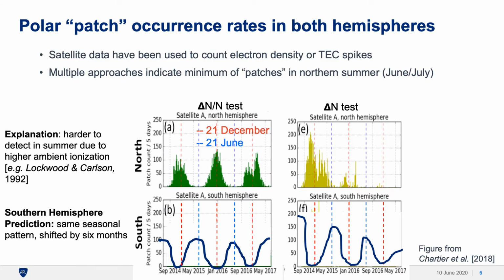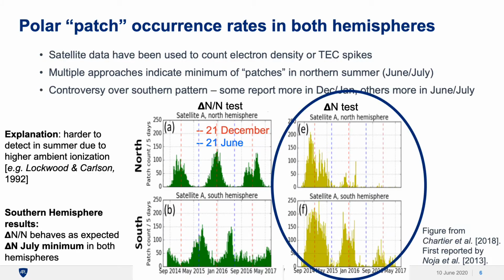So based on the explanation I presented earlier, we predict the same thing but shifted by 6 months for the southern hemisphere. So that's what I've tried to draw in here. You have just a 6-month shift in the maxima of the two sets of statistics.